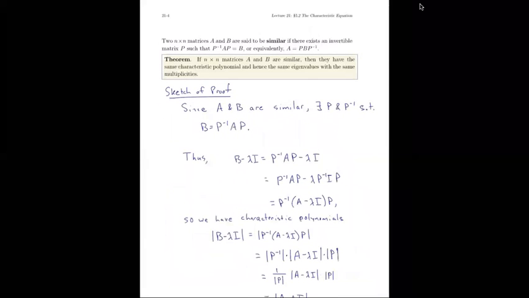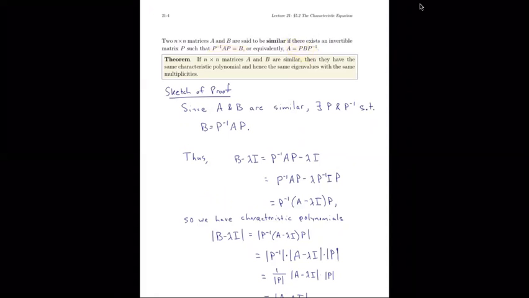If we have two n by n matrices A and B, they're said to be similar if there exists an invertible matrix P that satisfies this relationship, or equivalently, if we multiply by P on the left and P inverse on the right on either side of this first equation, we'll get the second equation. So we can write this one way or the other. So this is this notion of similar matrices.